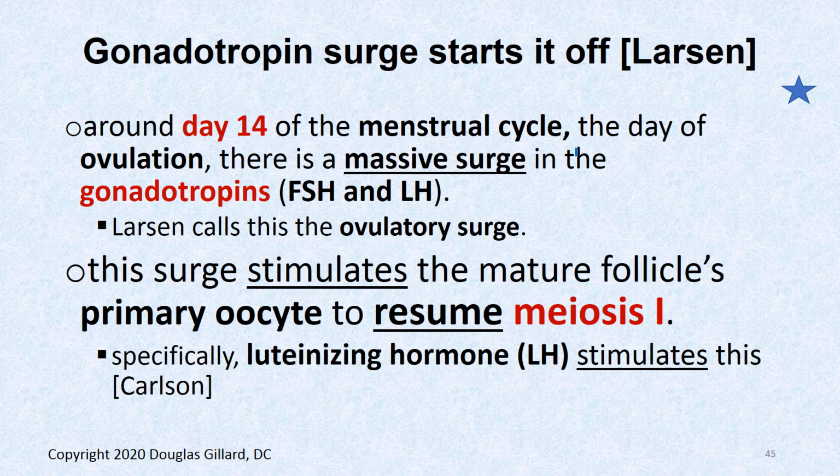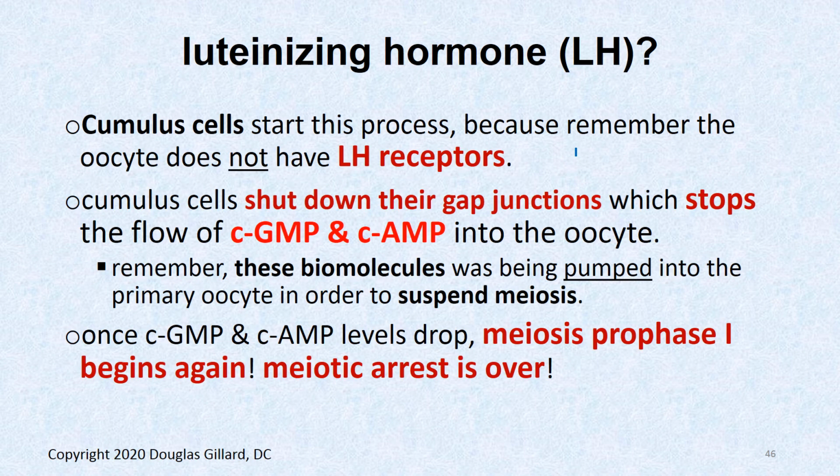So with this big surge, we are going to get the stimulation. Specifically, it's luteinizing hormone, which gets in. It actually shuts off the cyclic AMP, which was kind of suspending it. But it's going to wake up and start to go. It's in prophase 1. So what's IPMAT, interphase, prophase, metaphase. It's going to go through metaphase, anaphase, telophase, cytokinesis. Yeah, so it's off to the races again.